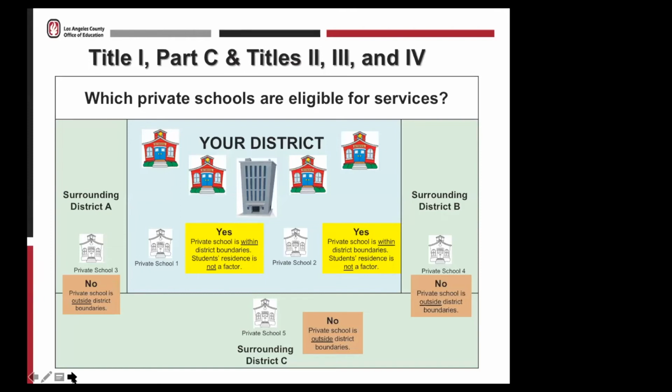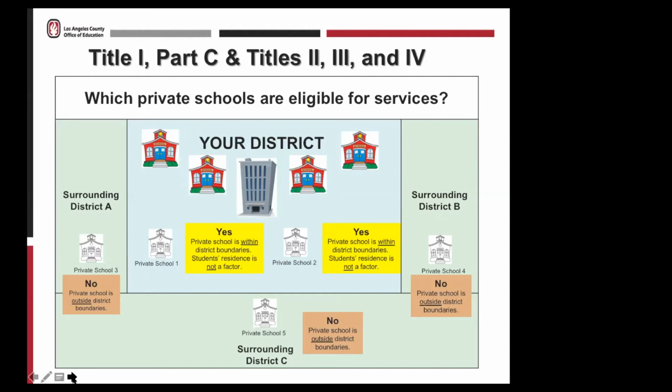Next slide, please. This graphic illustrates which private schools will be served by your district for Title I Part C and Titles 2, 3, and 4. In this scenario, your district is in the blue area, and you have districts A, B, and C surrounding you in the green area. There are also a number of private schools all around. So which private schools would you need to reach out to? Since you are only required to serve private schools within your boundaries for these programs, you would only have to reach out to private schools 1 and 2 in this scenario, the private schools in the blue area.